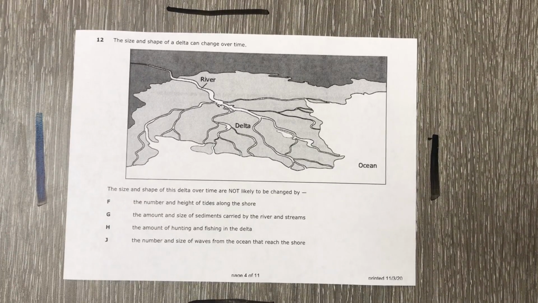Number 12. The size and shape of a delta can change over time. The size and shape of this delta over time are not likely to be changed by F, the number and height of tides along the shore. G, the amount and size of sediment carried by the river and stream. H, the amount of hunting and fishing in the delta. J, the number and size of waves from the ocean that reach the shore.